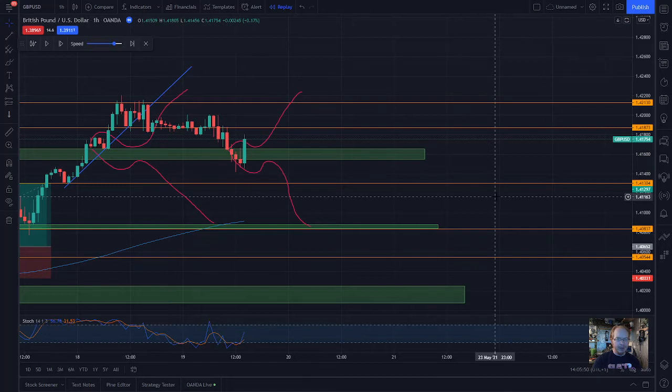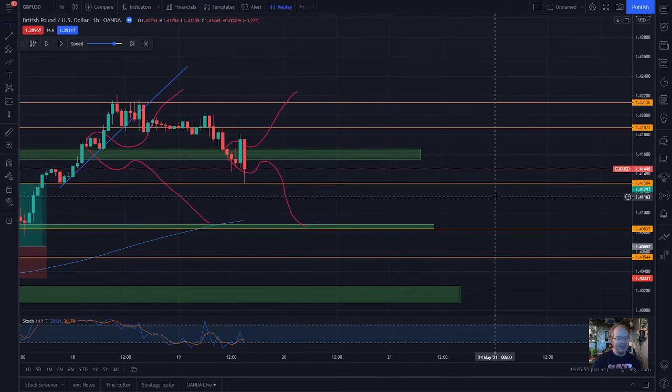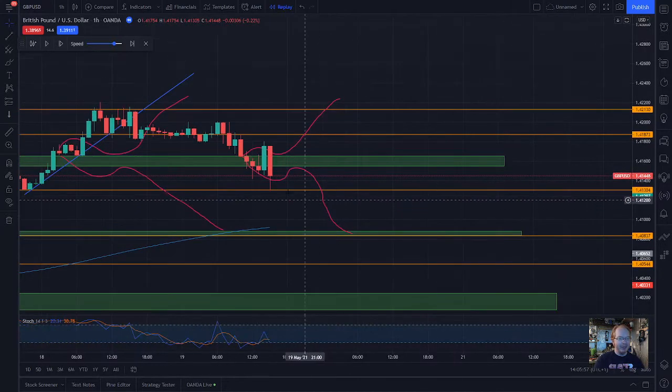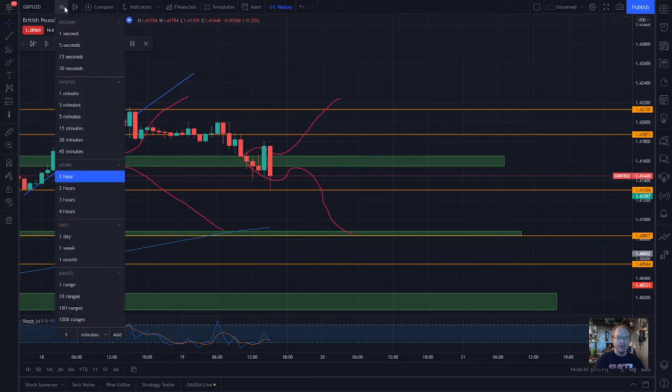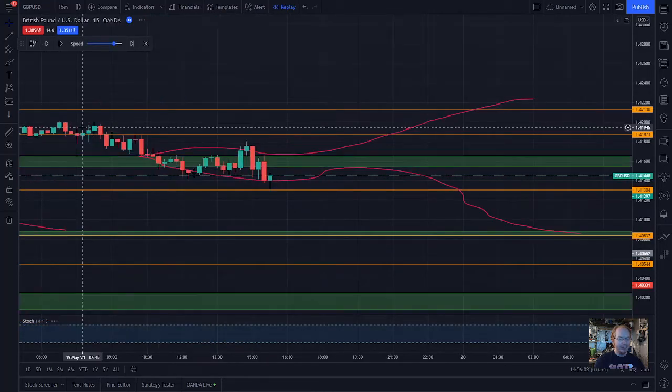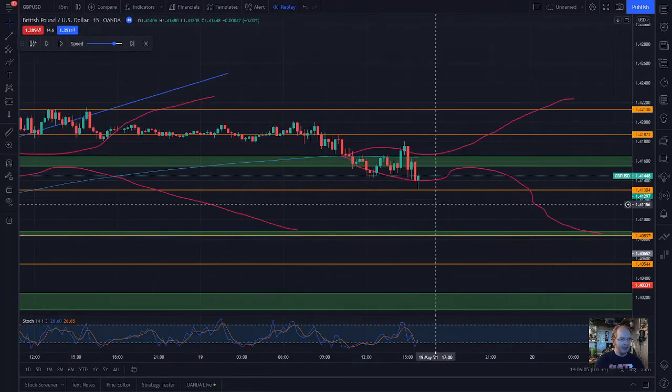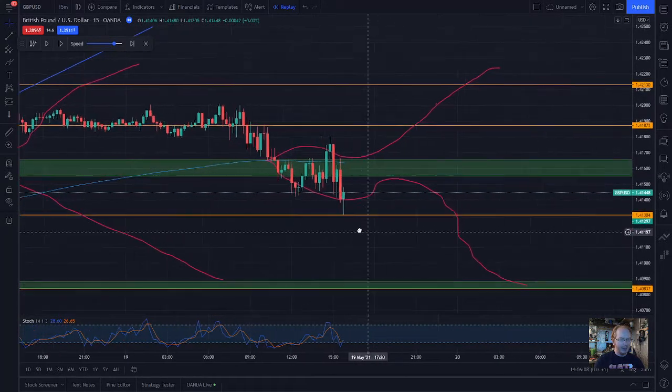So I thought it was coming through the bottom, but it wasn't. Oh, that's very weird. So we've got a big green candle followed by a large engulfing red. So break that down to a smaller time frame, 15 minutes, see if we get any more information about that.